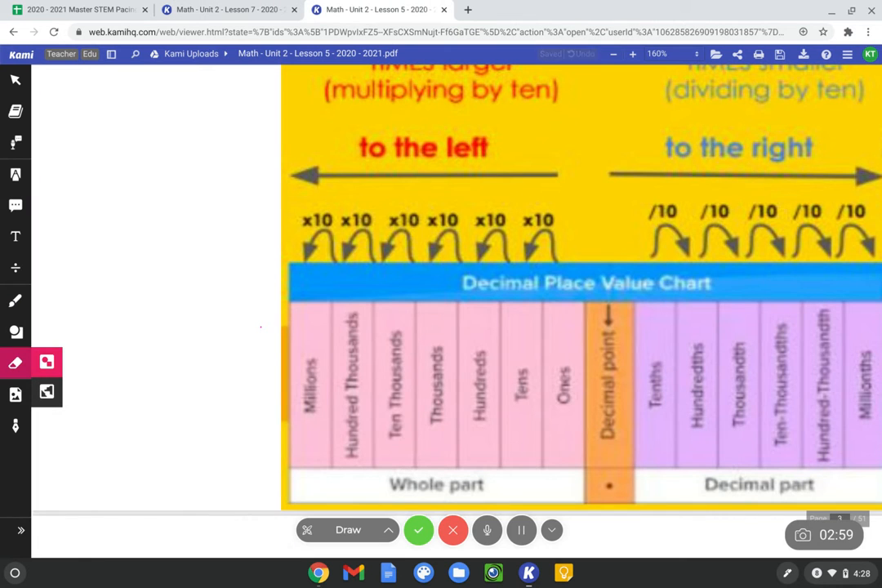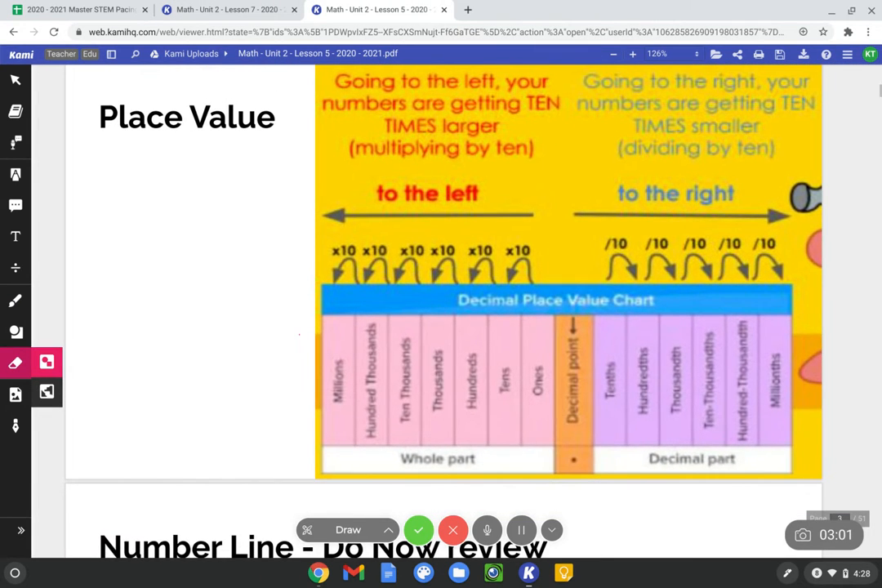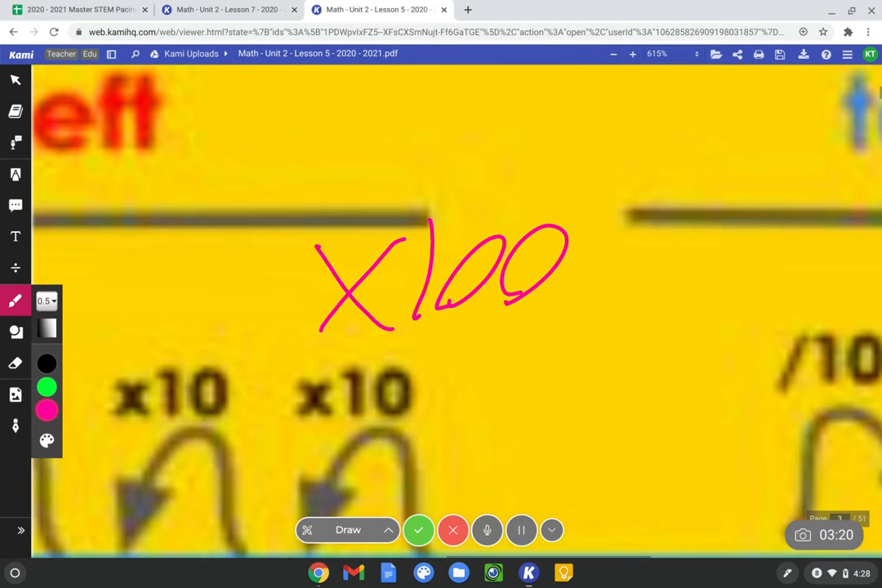But y'all know this picture. When I multiply a number by 10, I increase one place value. If I would multiply by 100, I would increase 2 place values. So a quick and easy way to know how many place values you're increasing is count the zeros. 1, 2. So 2 place values.